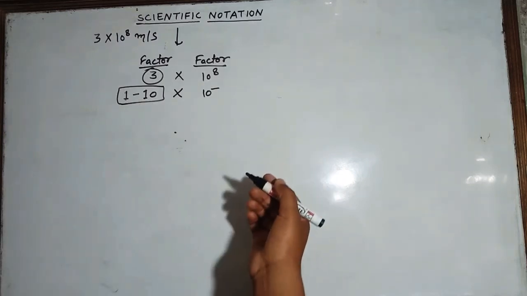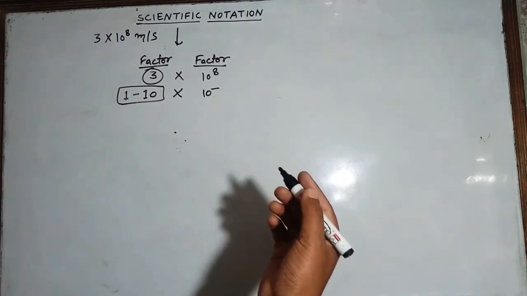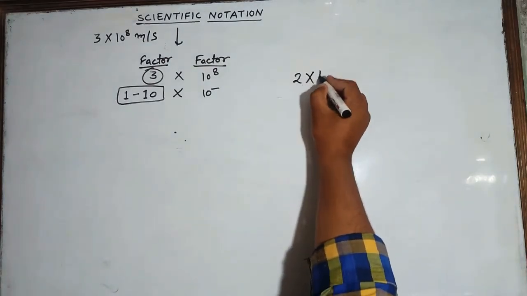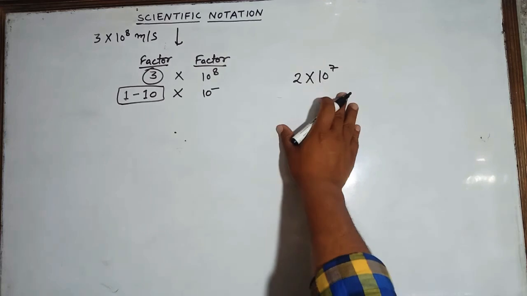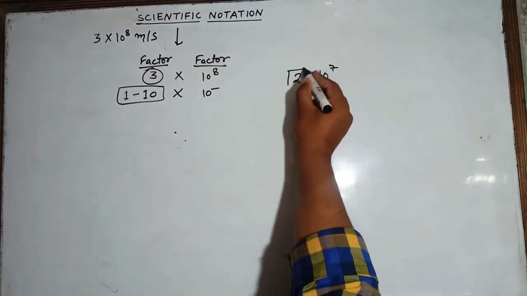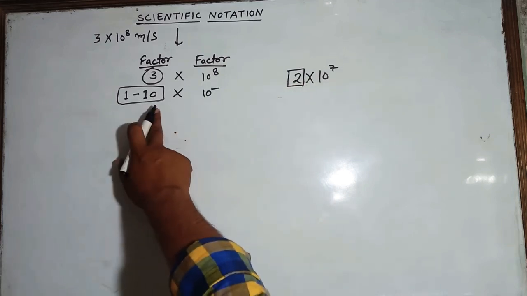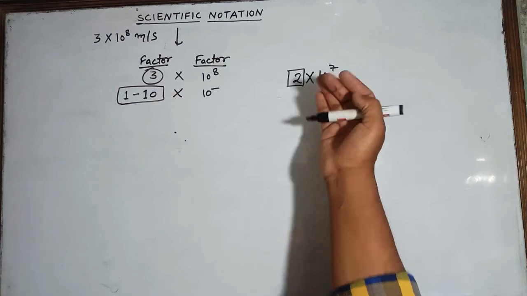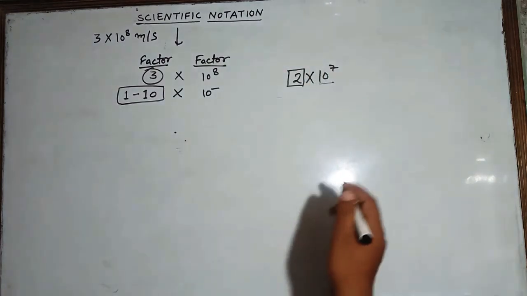If I take another example, like 2 into 10 to the power 7, is it a scientific notation? Yes, it will be a scientific notation. Why? The first factor is a number between 1 and 10 and the second factor is a power of 10. So it will be a scientific notation.